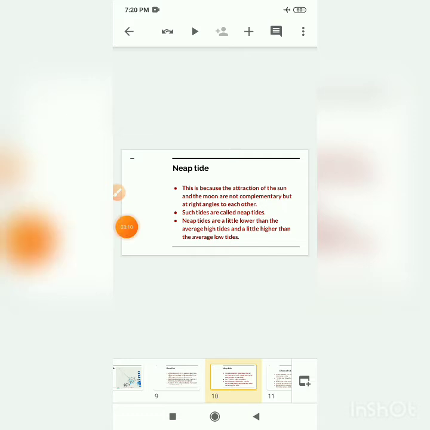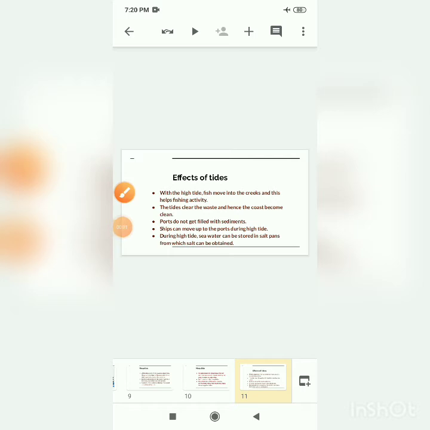Okay students, so this is what we have learned about the neap tide. We have already learned in detail about spring tide and also about neap tide. We have seen the diagrams of both tides. Now we will be learning in detail about the effects of tides, what happens after tides take place.